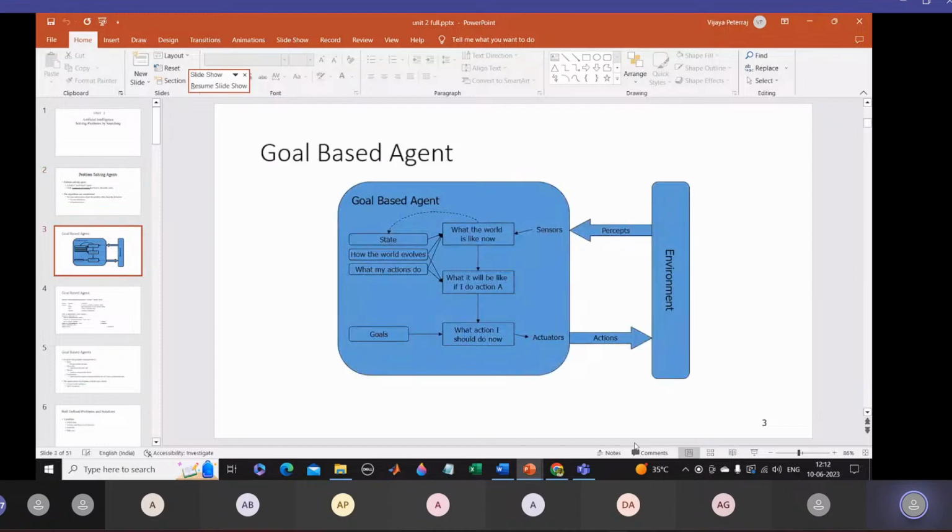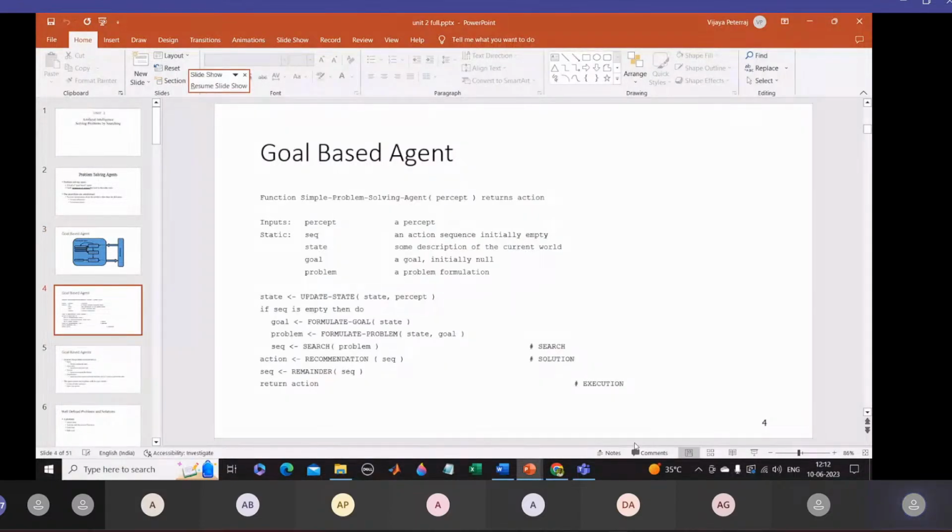This is your goal based agent, what we saw just now. The goal based agent has a goal, so to achieve the goal, what are they supposed to do? And here is the algorithm. The first one is the person. Initially the action sequence will be empty, and then they will have the state, some description of the current goal, and initially the goal will be null, and some problem formulation will be there.